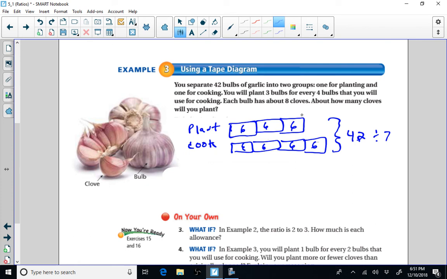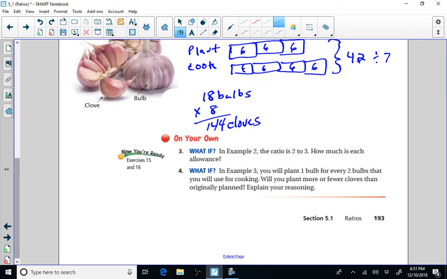It says each bulb has about 8 cloves. How many cloves will you plant? Well, we're planting 6, 12, 18 bulbs, right? So 18 bulbs we plant. 18 times 8, right, should be, what's that, 80 and 64? That's 144 cloves we'd wind up getting from the 18 bulbs.